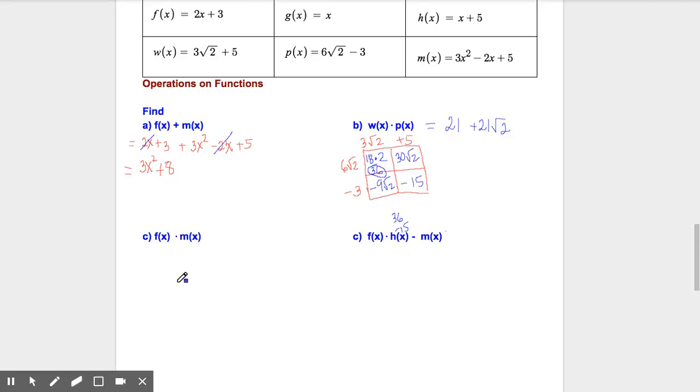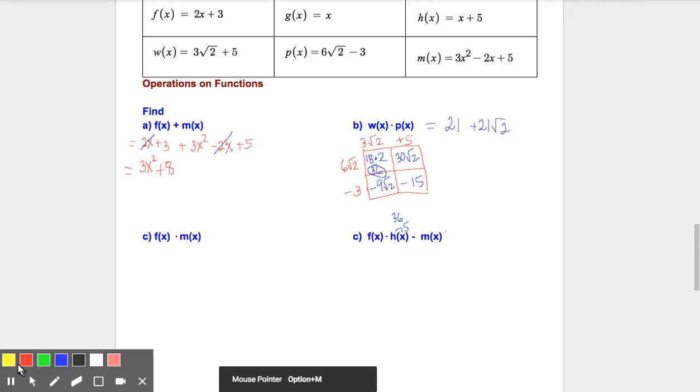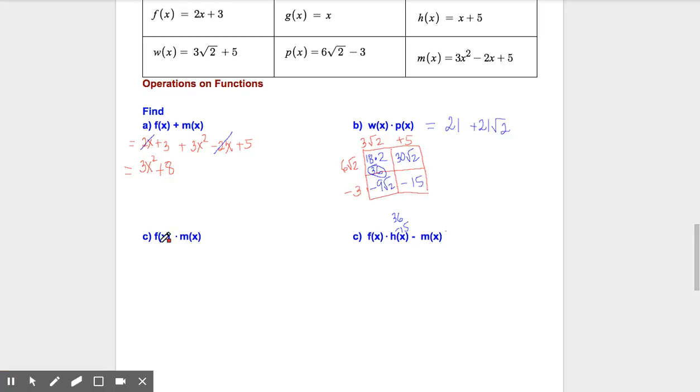All right, for letter C, we want f of x times m of x. So again, we can think of this as the area of a rectangle where the length is f of x, which is 2x plus 3, and the width is m of x, which is 3x squared minus 2x plus 5. So to multiply, we can draw a rectangle.